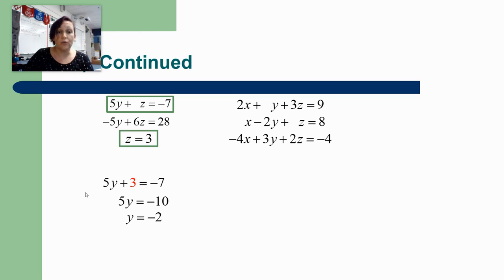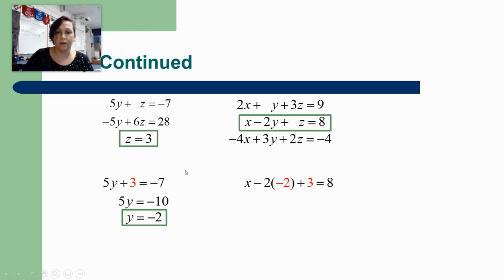Only after you've gotten 2 answers should you go back to the original equations, and that's where you'll get your third answer. So now that I know z and y, now I'm ready to use an equation that has an x and a y and a z in it. And I will be plugging in my y and my z, and I will be solving for x. Now you can use any of these 3 equations over here. I chose the middle one because the x and the z both don't have coefficients, so I thought that might make my life a little easier. So I'm plugging in my y and my z, which leaves me with only a letter x, which is the last variable that I need to solve for.